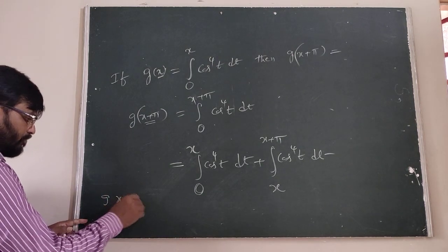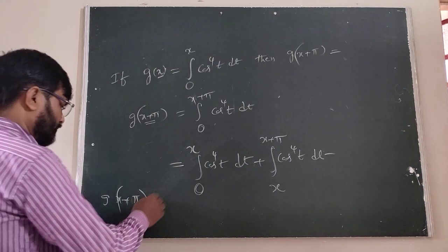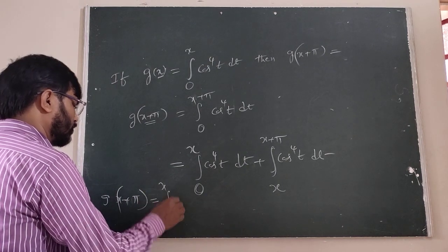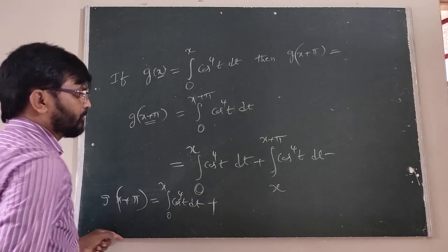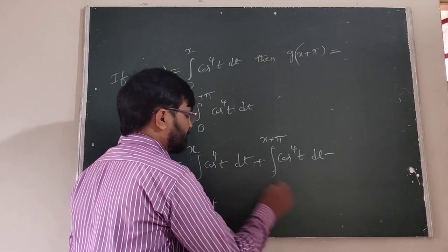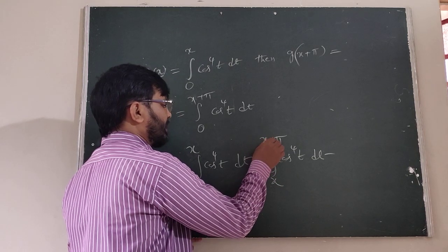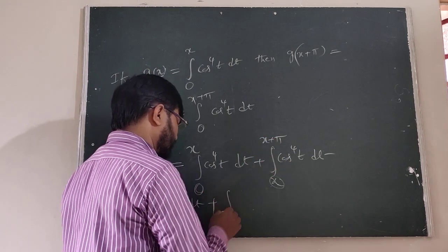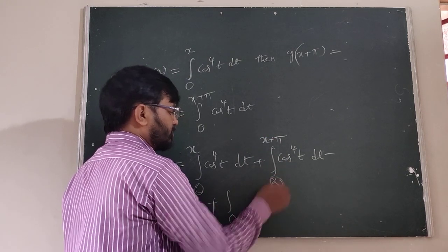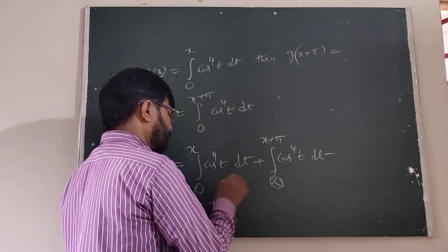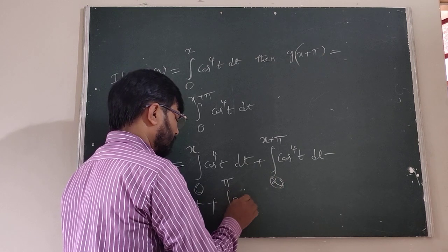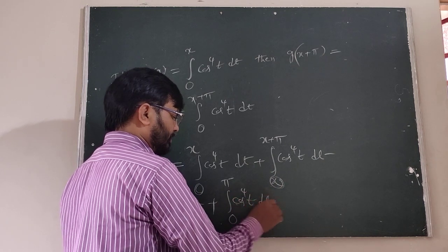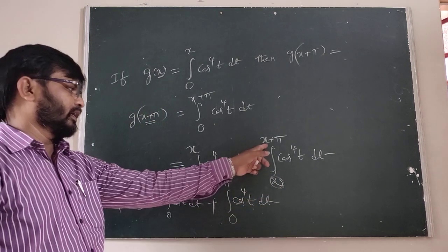The g of x plus 5 can be written as the integral from 0 to x of cos power 4t dt, plus the integral with lower limit x and upper limit x plus pi. It is a periodic function, so x minus x is 0, and this is the pi. We can take cos power 4t dt. Is it clear?